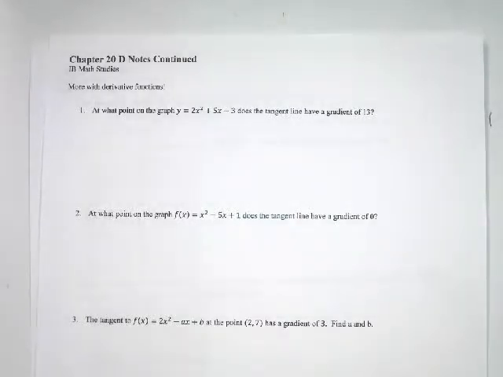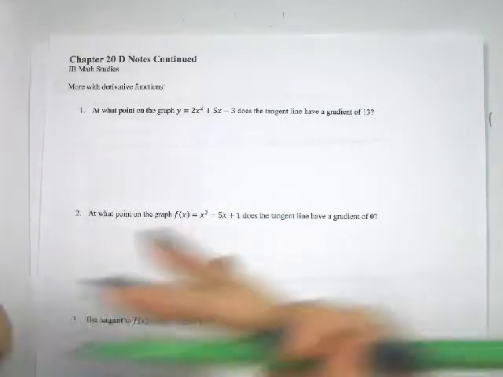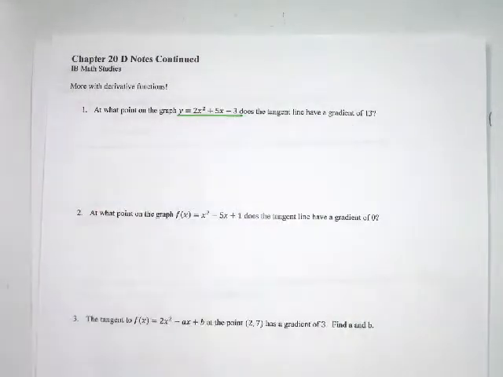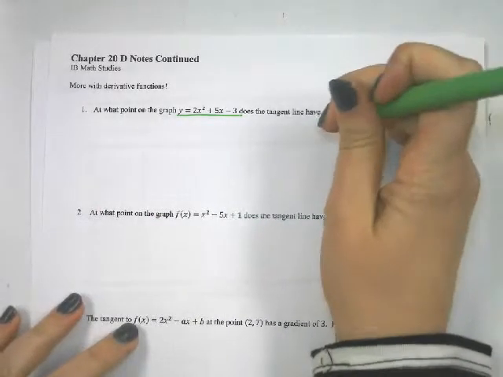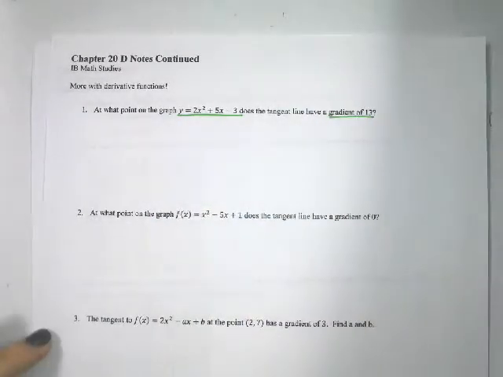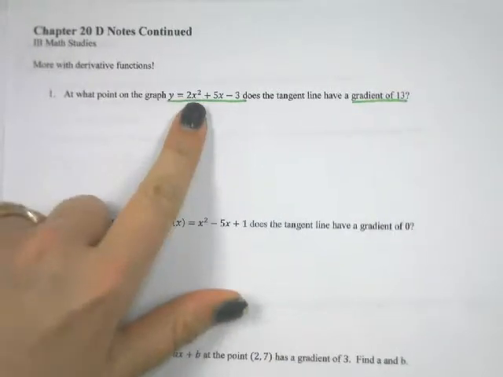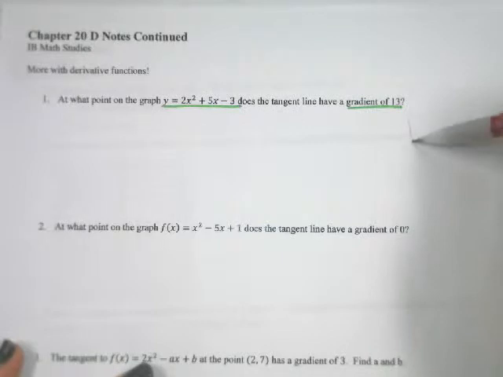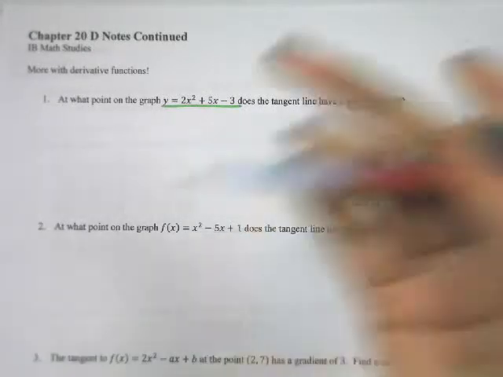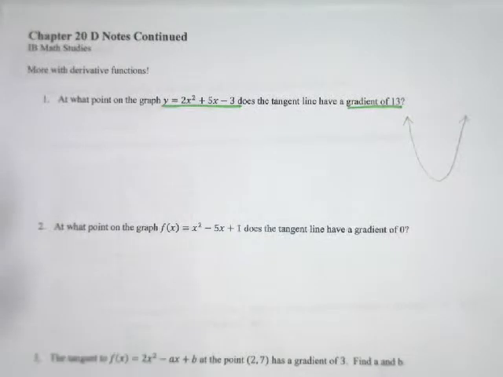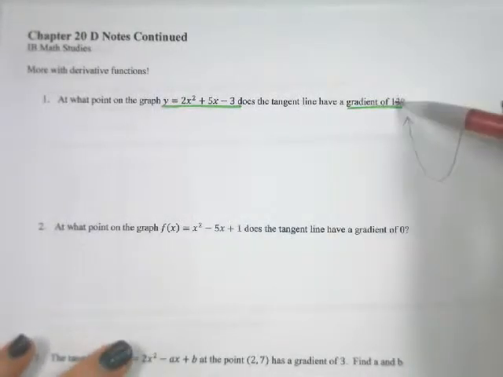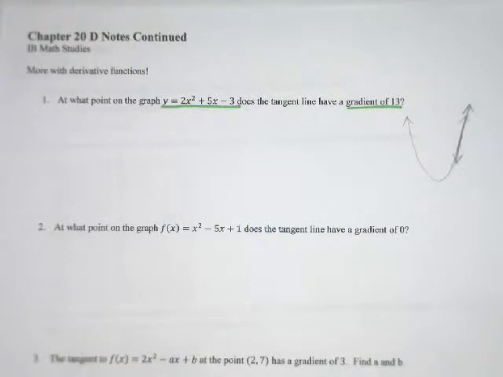So now we're going to do some applications with our derivative functions for different information we can find out. So question 1 says, at what point on the graph of y equals 2x squared plus 5x minus 3 does the tangent line have a gradient of 13? They're asking where the slope is equal to 13. So this is going to be a parabola. If we just imagine a parabola, we're looking for a point along our parabola where our slope is positive, a very big positive number, really, 13. So, right, probably over there.